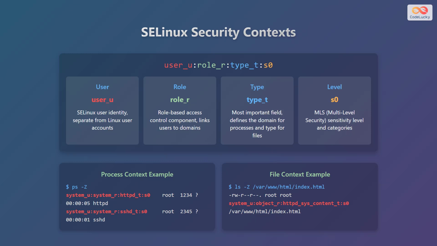As an example, to view the process context, use the ps -Z command. To view the file context, use the ls -Z command followed by the file path.